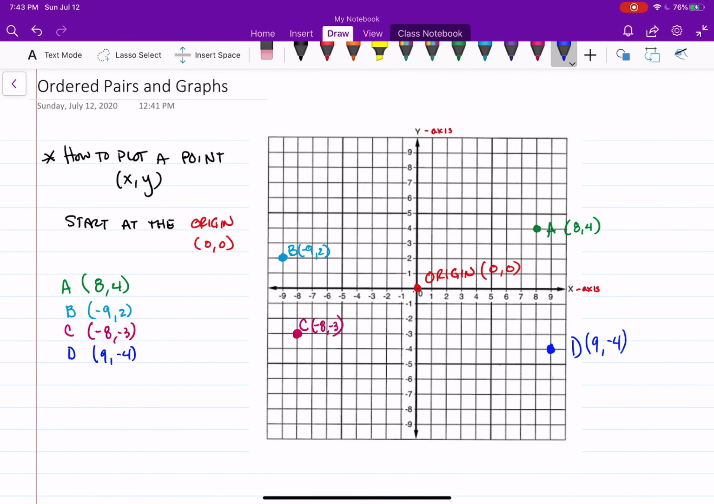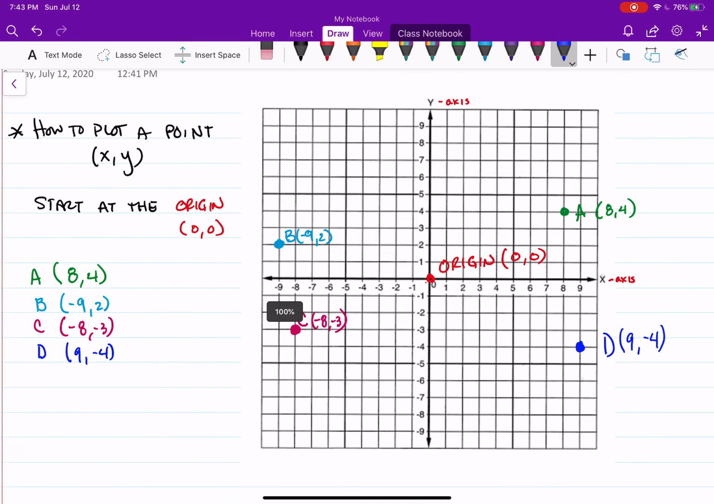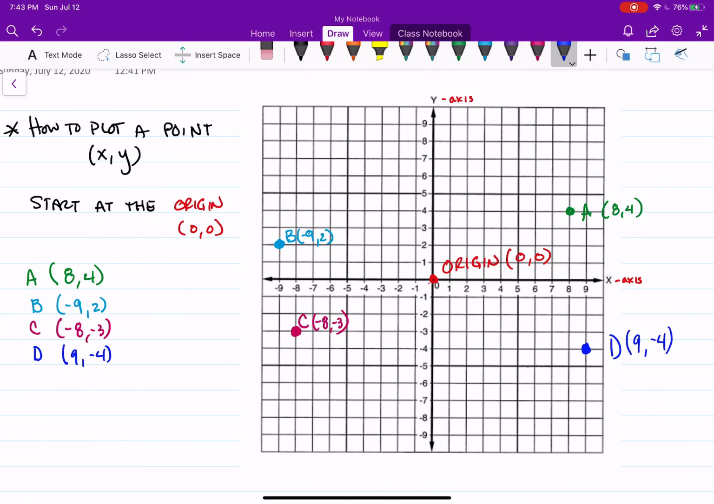Now, the other thing that they're going to want you to know is that the x and y axes cut this coordinate system into 4 different pieces. Okay? The top right-hand corner.